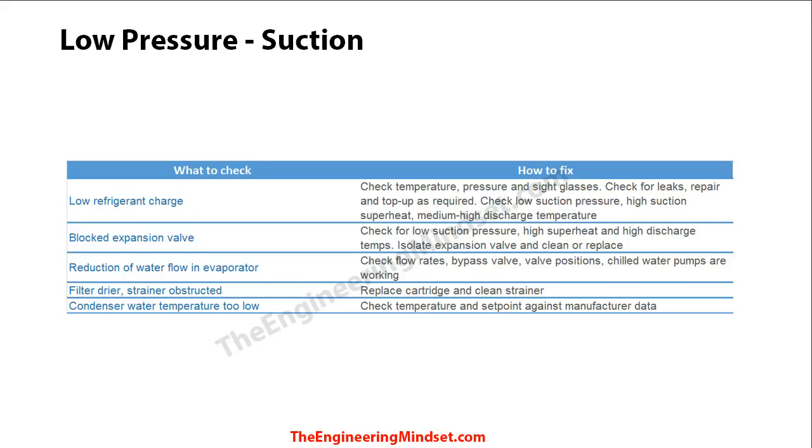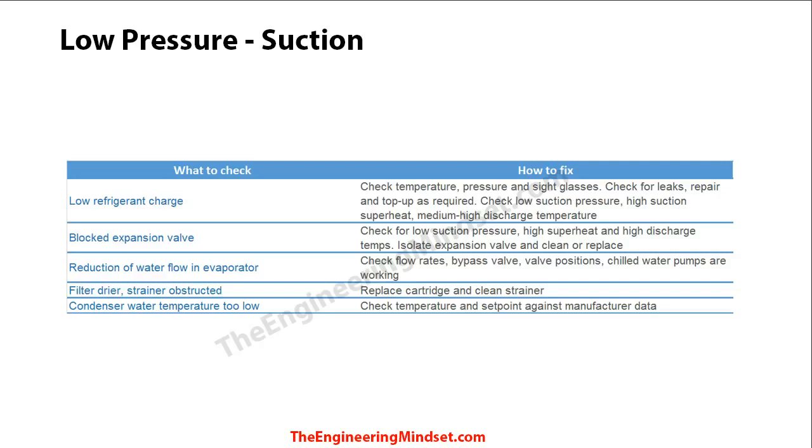One of the more common issues with this is going to be a blocked expansion valve. So you might have to clean this and/or replace it if needed, and there's a couple of items there of how to check for this. It could also be that there's a reduction of flow of water into the evaporator. So again, you want to check all the valves and the bypass valves, etc., and the pumps for this to make sure they're all working and they are where they should be.